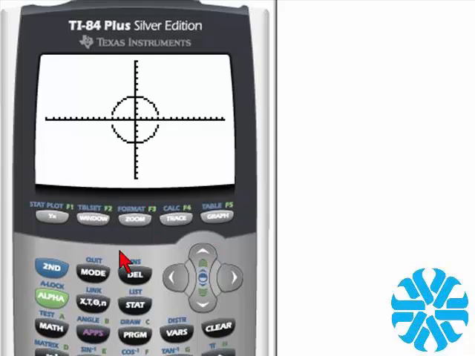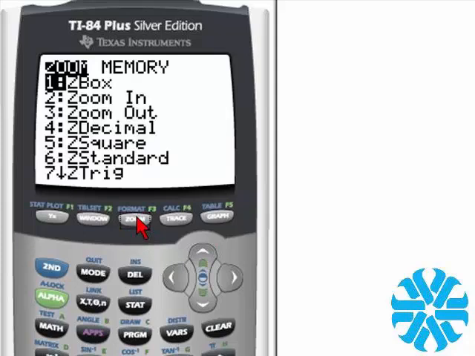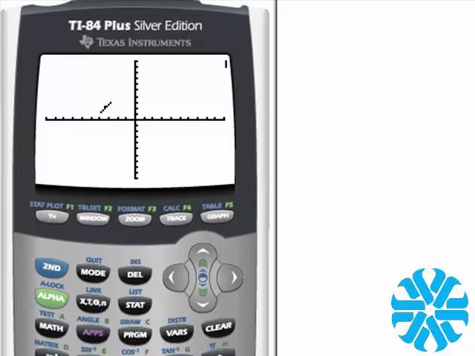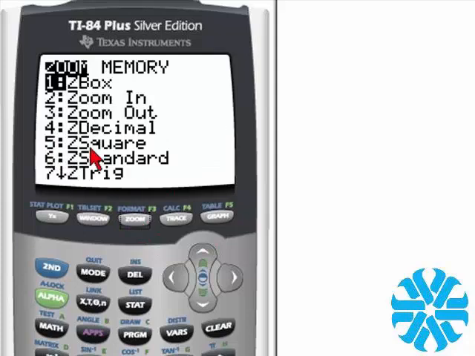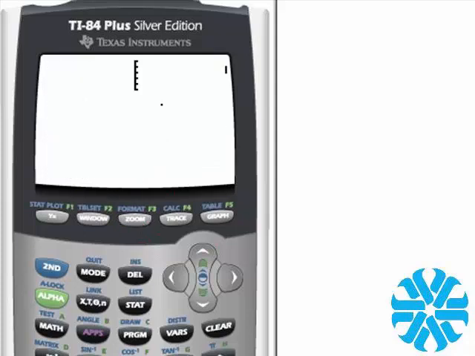Just take a quick look back. If we go to zoom and in the standard mode, number 6, this circle gets elongated and looks like an ellipse because, like I said, the increments are a little bit more on the x-axis than the increments on the y-axis. So go back to zoom and hit number 5 for z square. And there we have it.